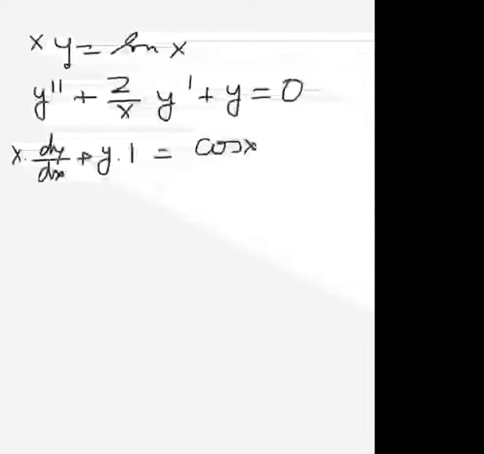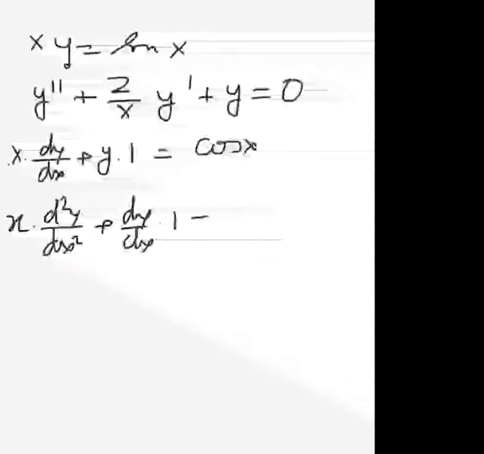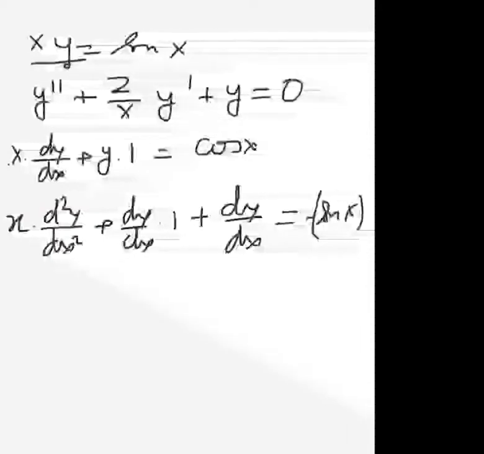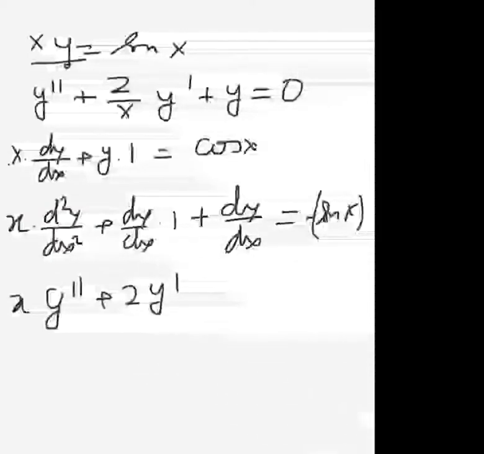Further differentiation: differentiation of x·y will be x d2y upon dx square plus dy on dx. The differentiation of x will be 1. The differentiation of y will be dy on dx, equals cos x, which will be minus sin x. The value of sin x we can also put as y. So it will be x y double dash plus 2 y dash equals minus x y.